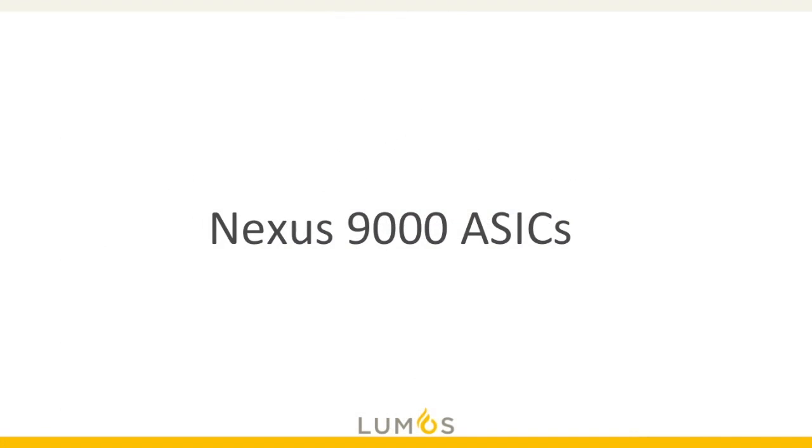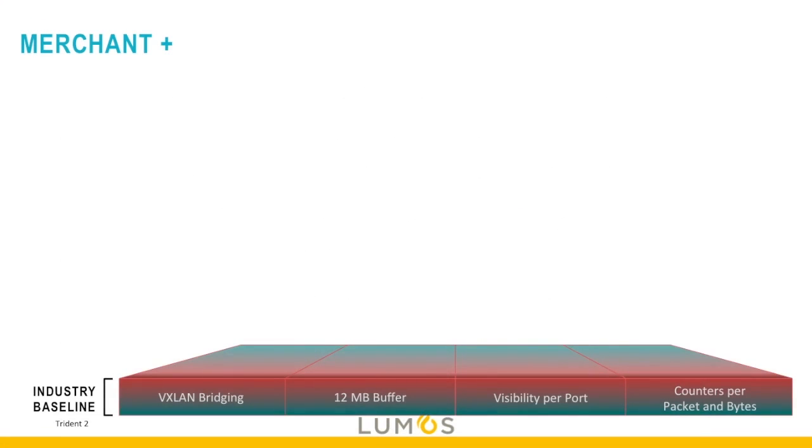Okay, so let's talk about the Nexus 9000 ASICs. These are the switch-on chips that are the engine underneath the hood of the Nexus 9000 series. Now, when Cisco first came out with the Nexus 9000 series in ACI, they pursued what they call the Merchant Plus strategy. That means using common off-the-shelf components, such as Broadcom's Trident 2 switch-on chip, as well as their own specialized ASICs to handle some of the higher or more advanced functions that the Trident 2s didn't provide.